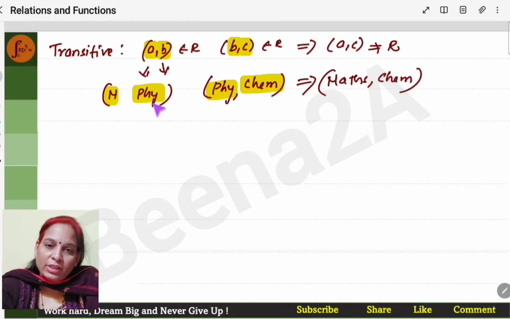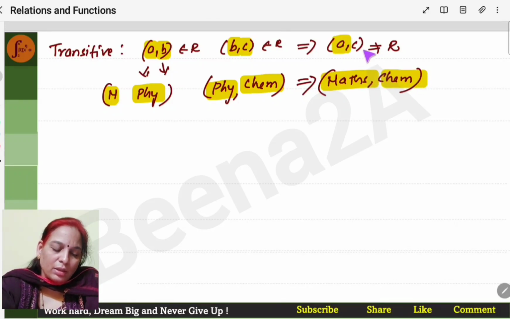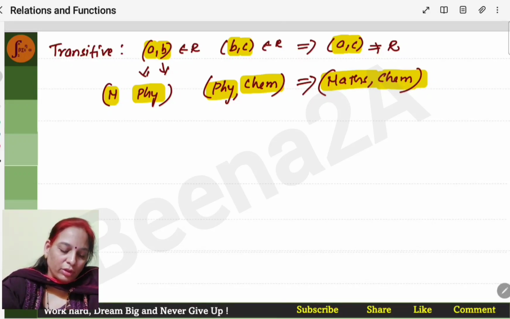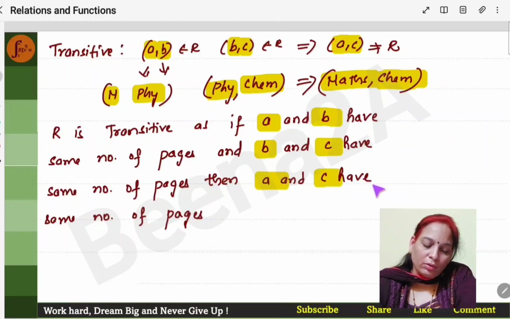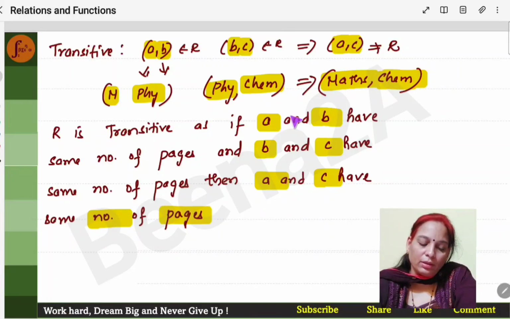Now, if maths and physics have the same number of pages, and physics and chemistry have the same number of pages, can we say maths and chemistry have the same number of pages? What is A here? Maths. What is C here? Chemistry. So can we say maths and chemistry have the same number of pages? Yes. Therefore it's transitive. So we should write: R is transitive as if A and B have the same number of pages and B and C have the same number of pages, then A and C will also have the same number of pages.